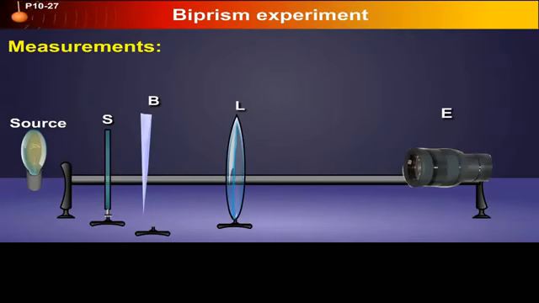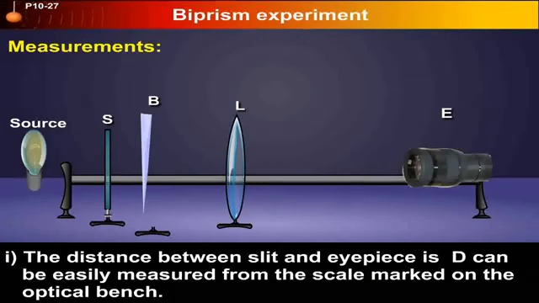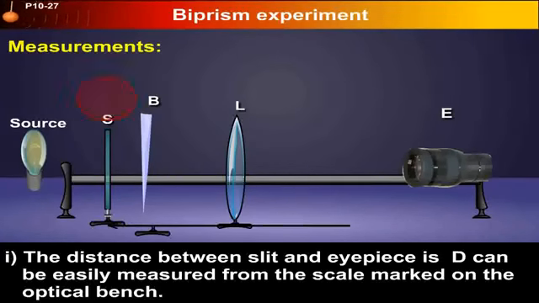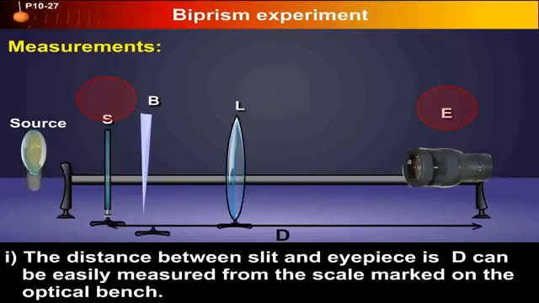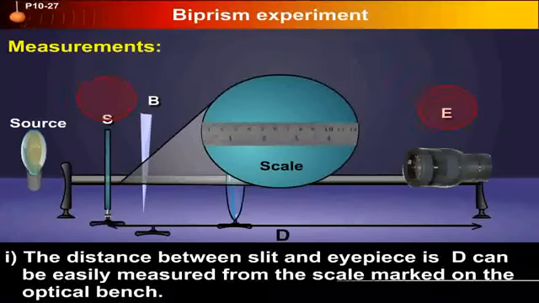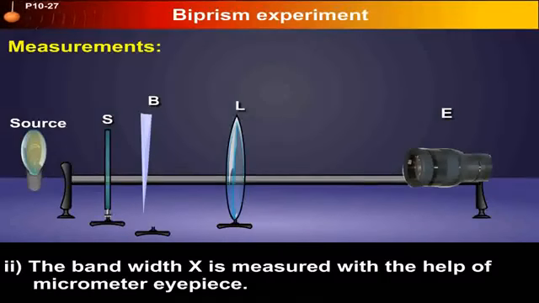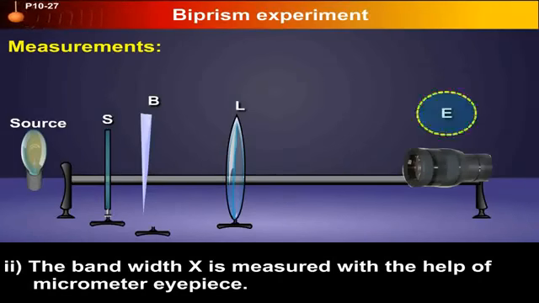Measurements. 1. The distance between slit and eyepiece D can be easily measured from the scale marked on the optical bench. 2. The bandwidth x is measured with the help of micrometer eyepiece.